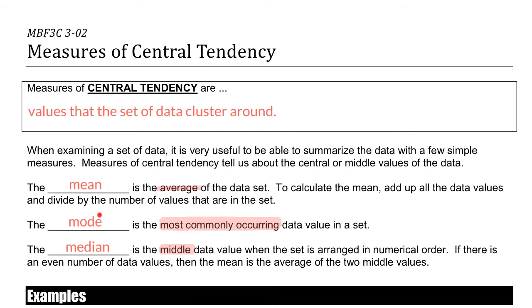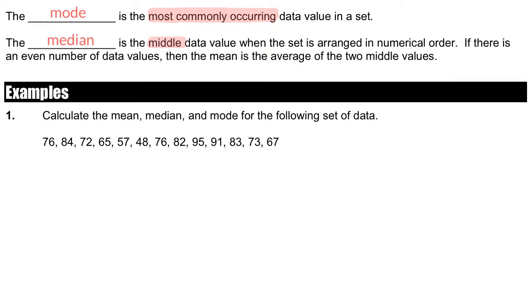So each of these measures tells you approximately where the middle of the data is and where most of the values lie. So I'm going to work through some examples of how to calculate each of these different measures of central tendency. So here's my first example. Calculate the mean, median, and mode for the following set of data. So here's my list of numbers. I'm not told what they represent. Maybe they're marks in a class. I have 13 different values in this list.